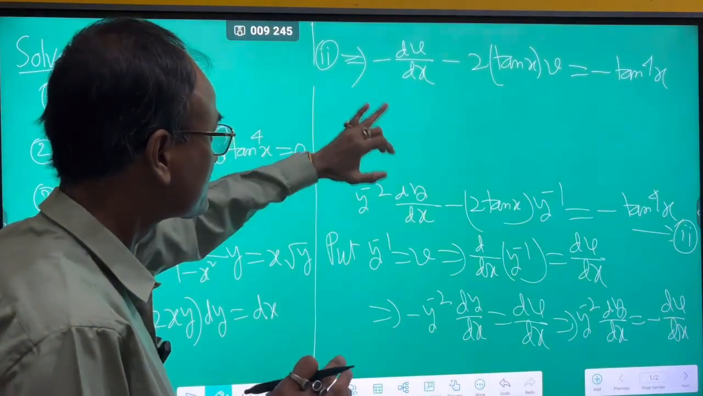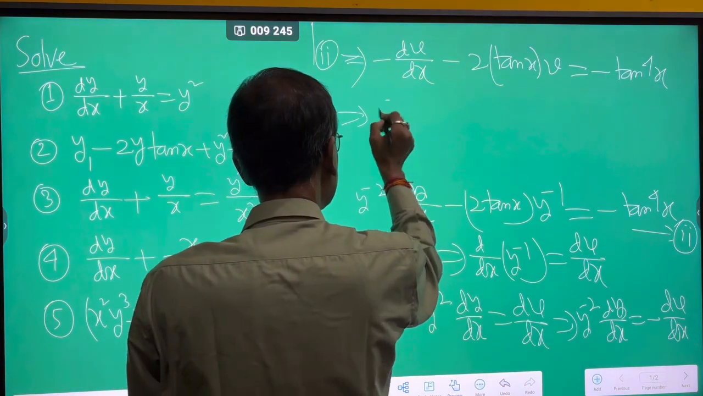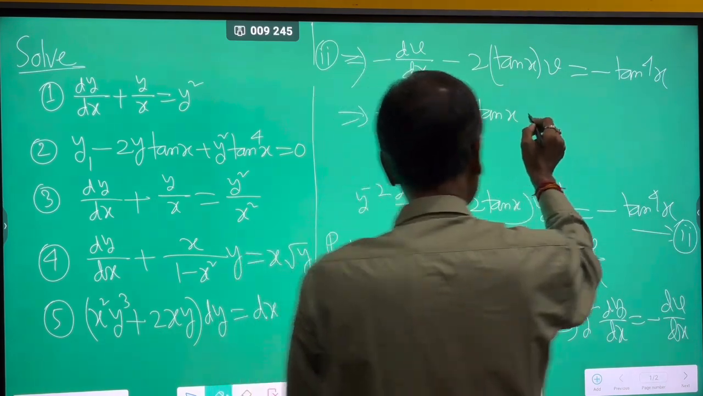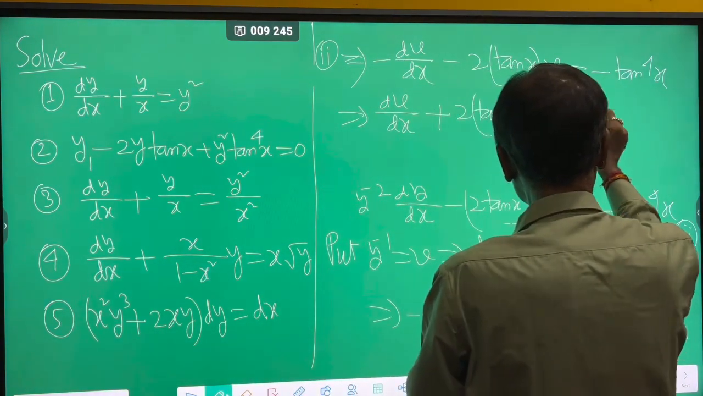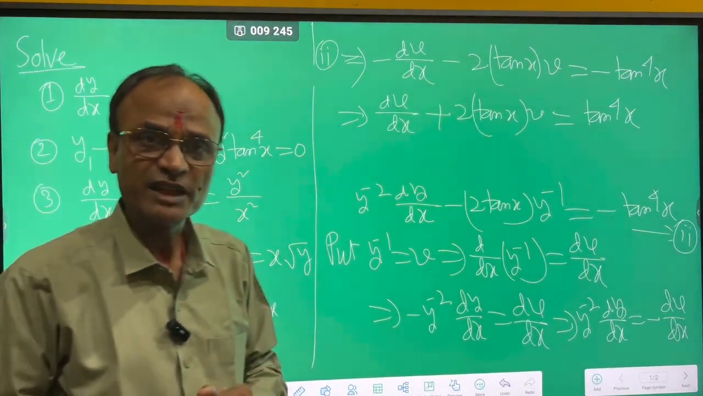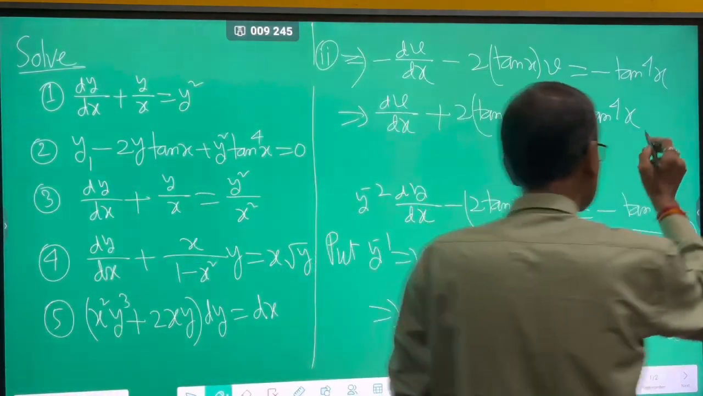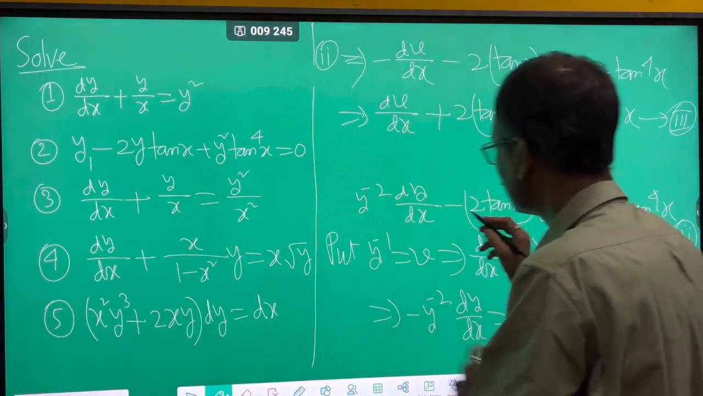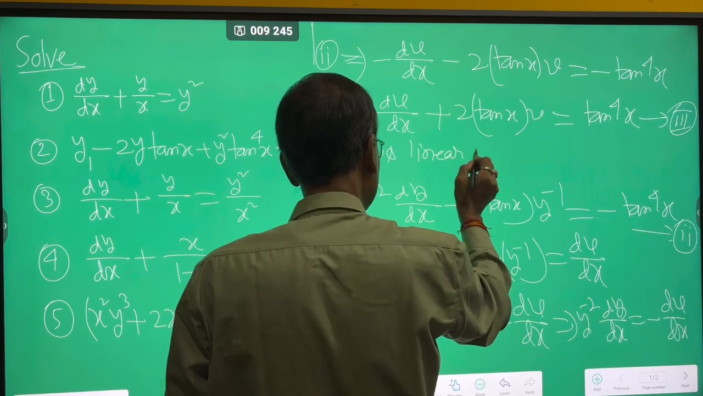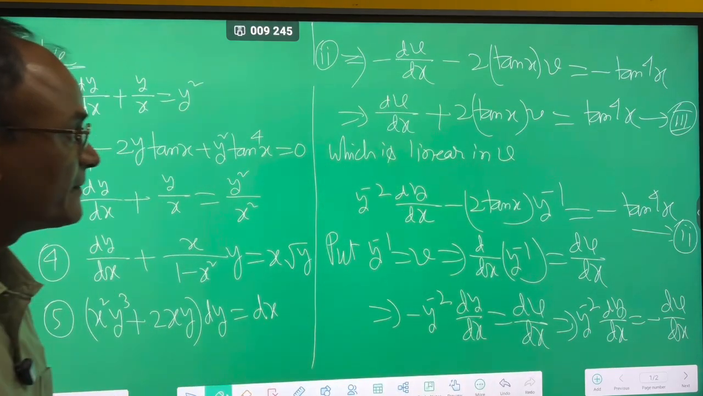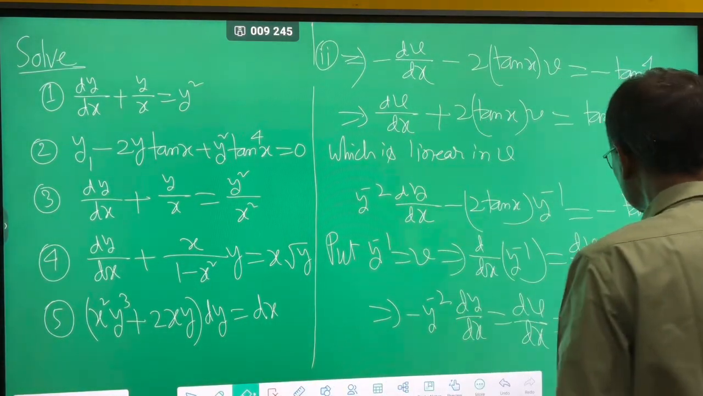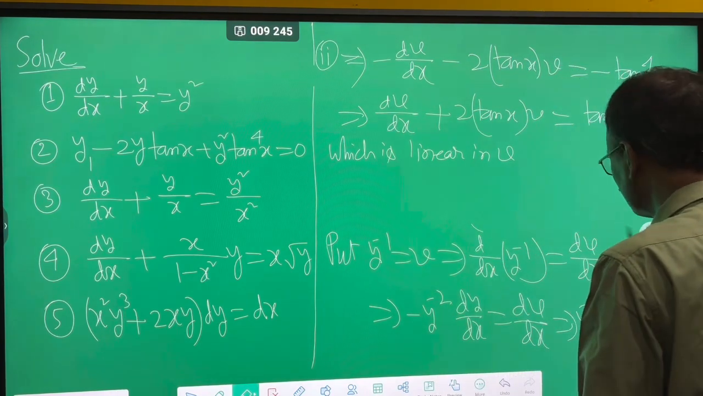Now just cancel the minus sign. dv by dx plus twice tan x v equal to 10 to the power 4x. This is a linear differential equation of first order and first degree. This is number 3, which is linear in v.